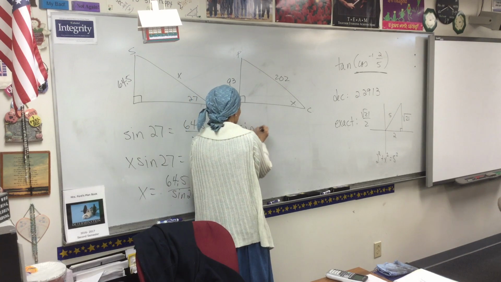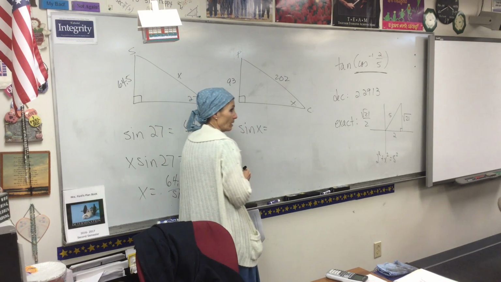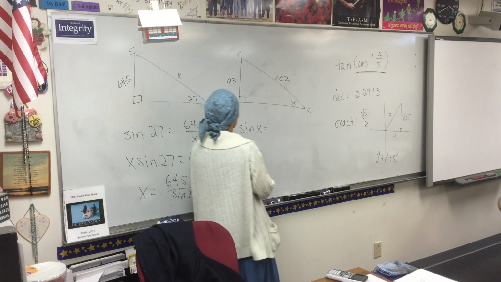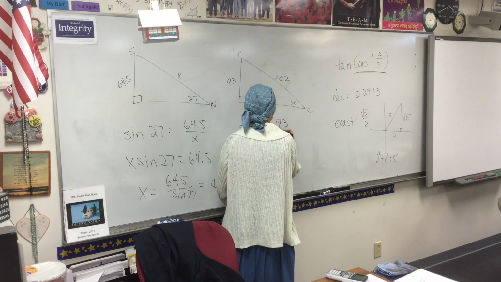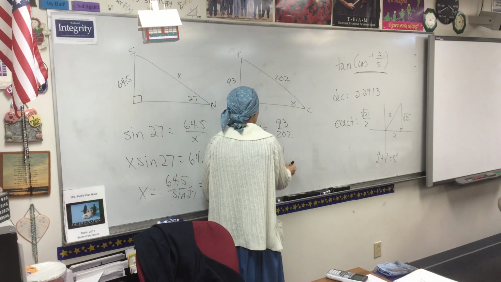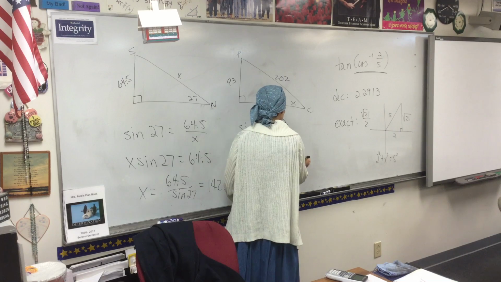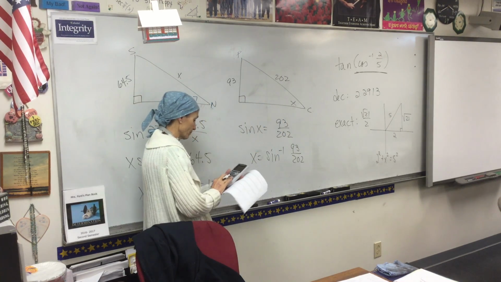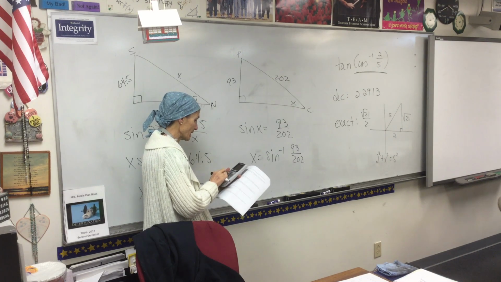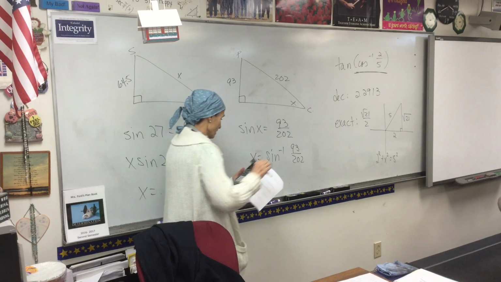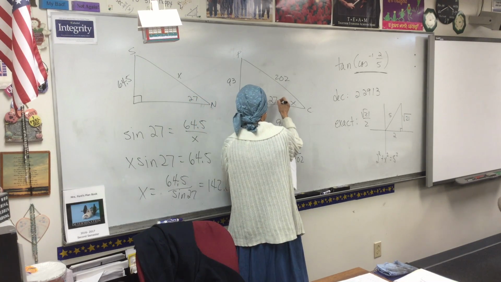Sine X. Uh-oh, we know what that means, right? Sine X equals 93 over 202. So X is second sine 93 over 202. Everybody good with that? Finding an angle? 27.41 degrees.